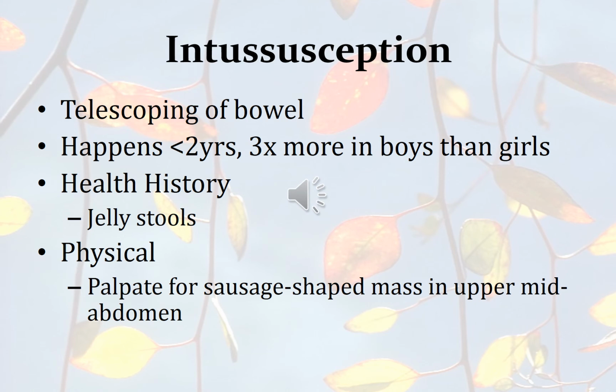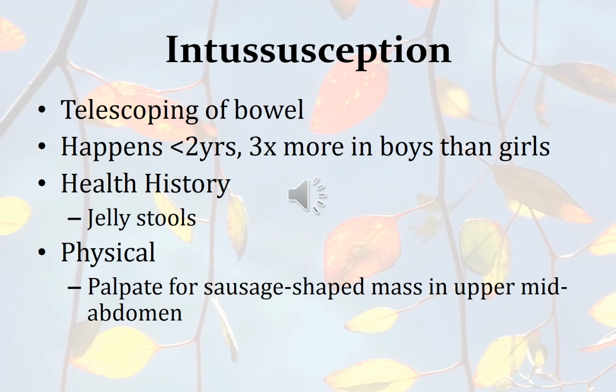Intussusception occurs when a proximal segment of the bowel telescopes into a more distal segment, and this will cause edema, vascular compromise, and ultimately partial or complete bowel obstruction. It usually happens in our kids before the age of 2, and again, this is something more often seen in males than in females.